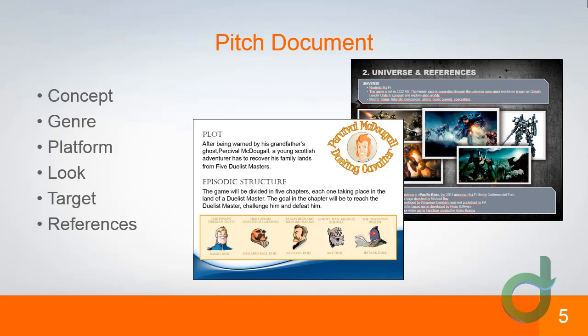This is what is inside a pitch document. Generally, you explain your concept very briefly. Then you move to the genre of your game. I mean, if it's a platformer, an adventure game or whatever. You define the platform you're aiming for because, as we were discussing in the previous lesson, it's not the same, in terms of budget, production, or design, to make a game for iOS or Android as making a game for consoles or PC.